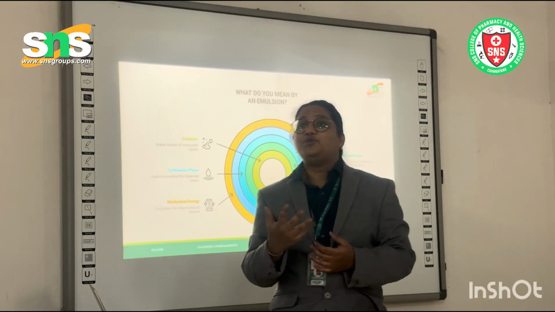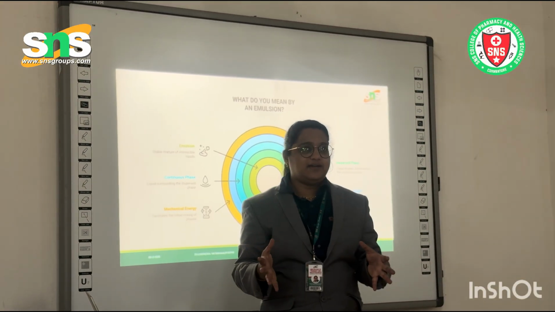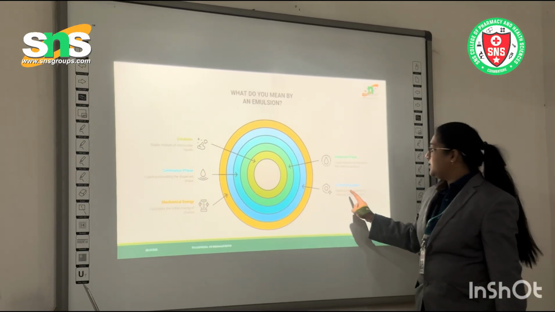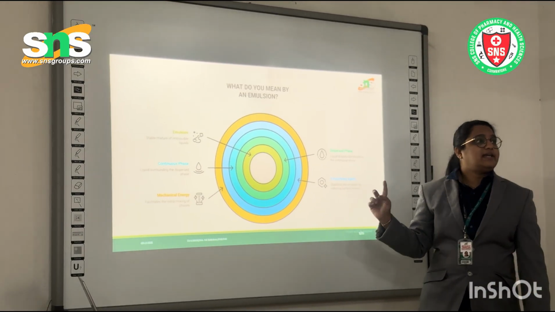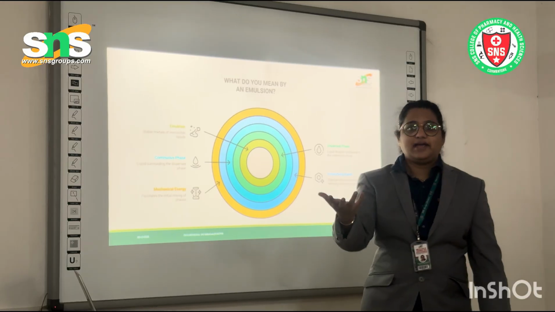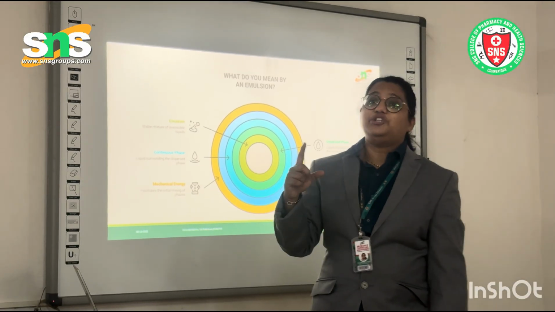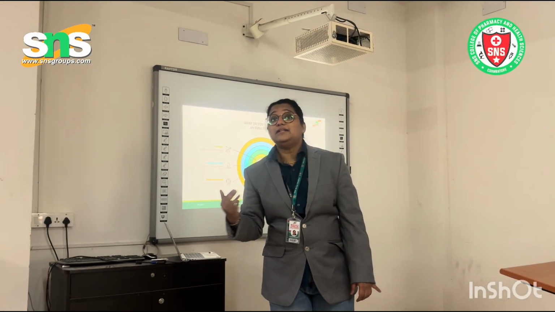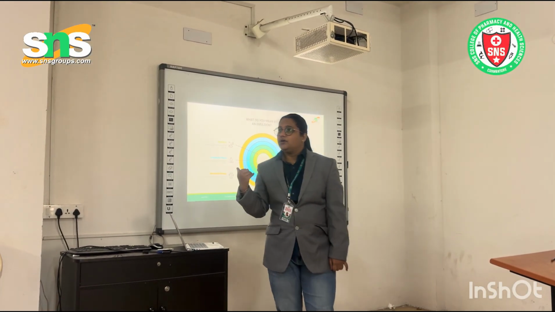That's why we have to add a special agent. In suspension, that agent is called a suspending agent. In emulsions, this agent is called an emulsifying agent. Okay, in suspension we add suspending agent, in emulsions we add emulsifying agents.